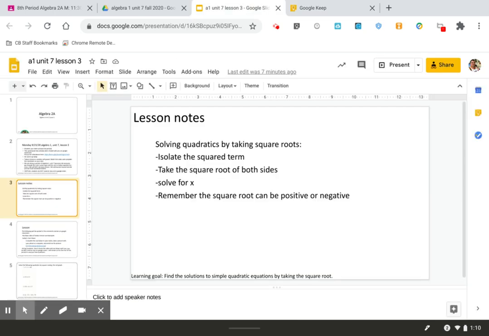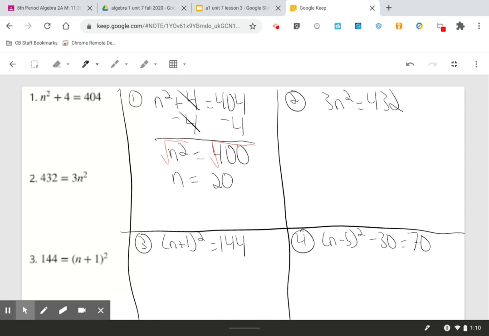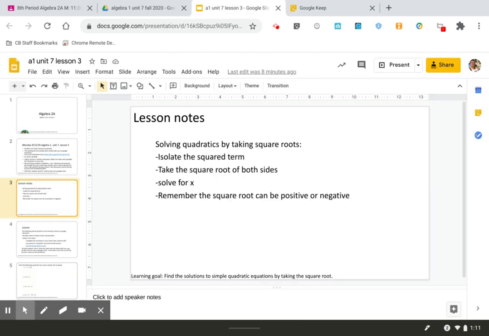Okay, but like I said before, remember the square root can be positive or negative. So n could be 20, but it could also be negative 20, because negative 20 times negative 20 is also 400. So what I will do is, instead of writing 20 and negative 20, I'll put this plus and minus in front of it. What that means is that n can equal positive 20, but it could also equal negative 20. So that is our solution. n equals plus and minus, positive and negative 20. And that is it. We've already solved for n.